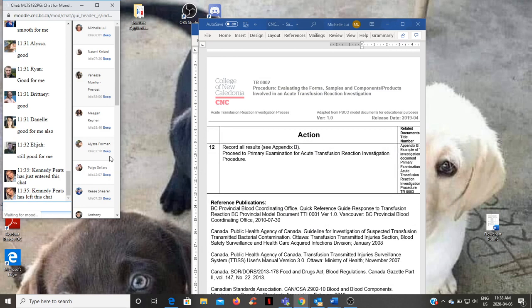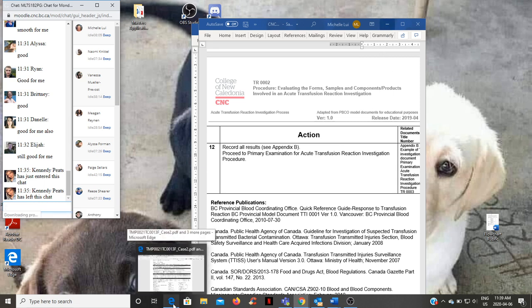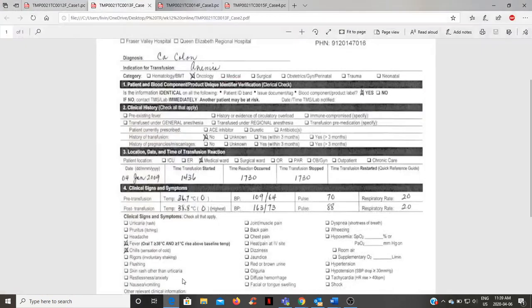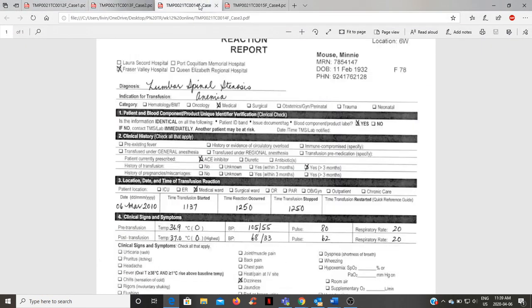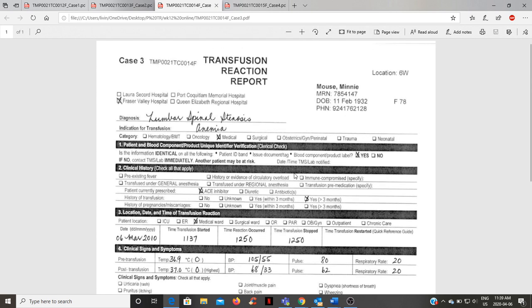I'm just going to check in one more time, and we're going to flip over to case 3. All right, case 3. Case 3, we have Minnie Mouse. And on the top of her questions, or the questions for case 3, it says this.